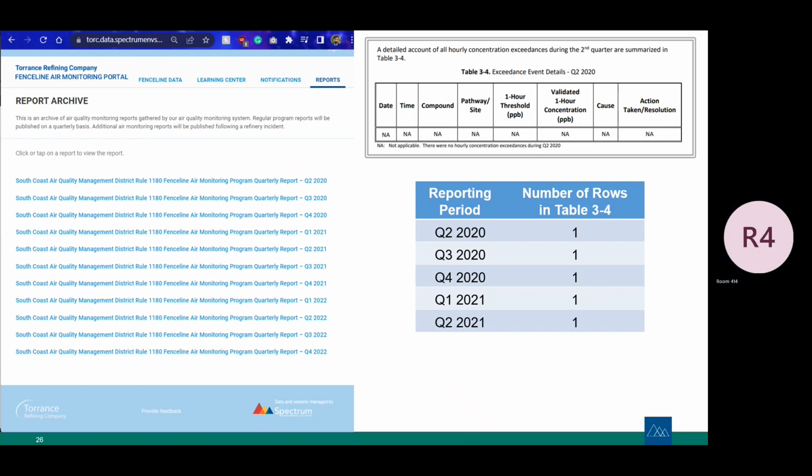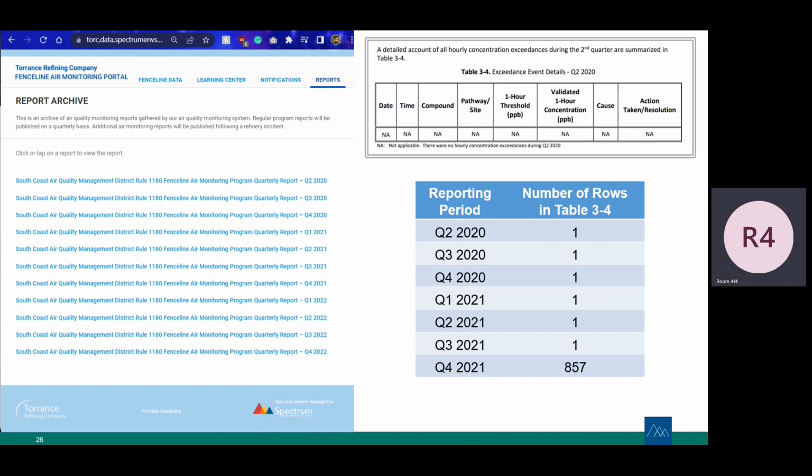We're ready. What happened here? 857 hourly average concentrations above our notification level. Table 3-4 was pretty long in this report. It stretched 24 pages. Dan, thanks for putting that together.